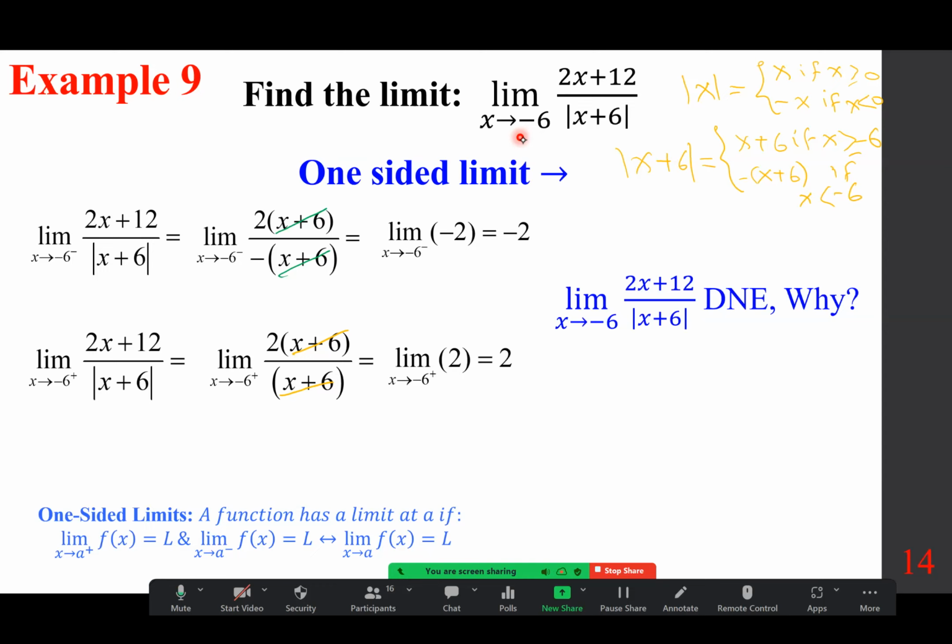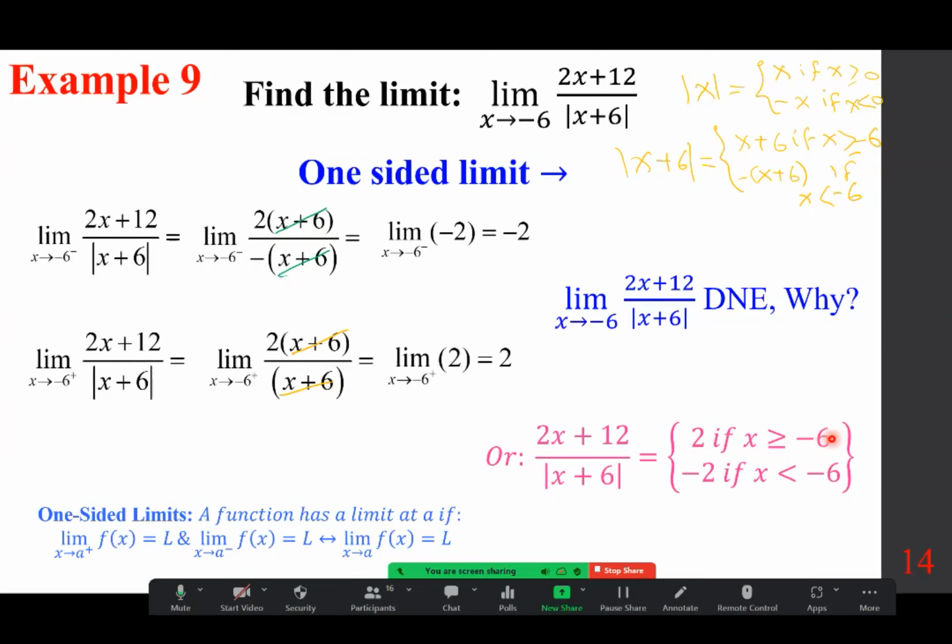A different approach would be to simplify the expression beforehand and write this 2x plus 12 over absolute value of x plus 6 as equal to 2 if x is larger than or equal to -6, and -2 if x is less than -6, in which case the limit from the right is 2, from the left is -2, and therefore the limit does not exist. That's how we get to the answer.